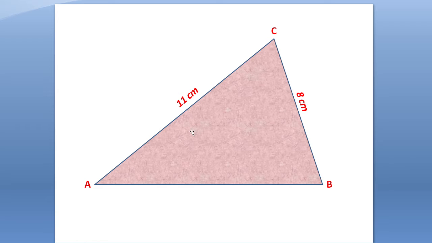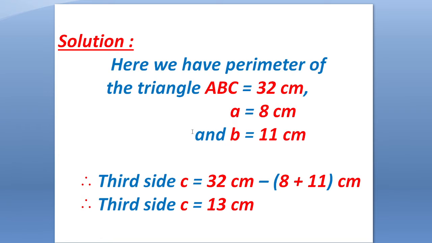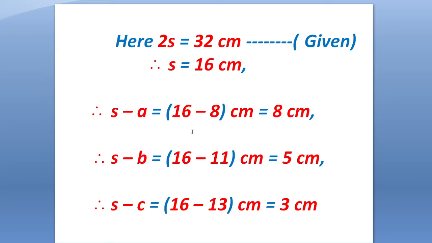So what is a? Small a, side a. a is the side opposite to angle A and b is the side opposite to angle B. See here, a is equal to 8 centimeter, b is equal to 11 centimeter. So third side c is equal to 32 minus (8 plus 11) centimeter, that means 13 centimeter. 32 minus 19 is equal to 13 centimeter. So we are given 2s is equal to 32 centimeter, therefore s is equal to 16 centimeter.